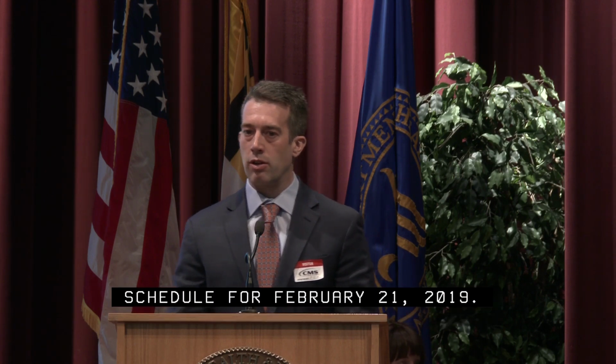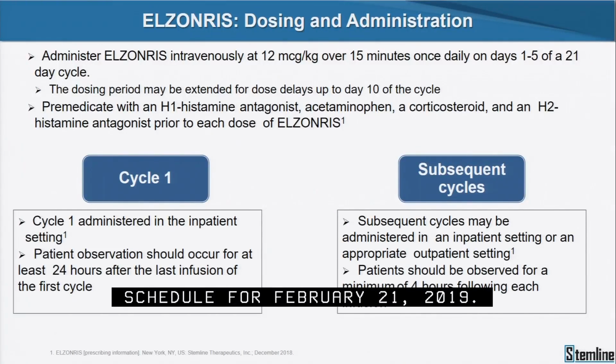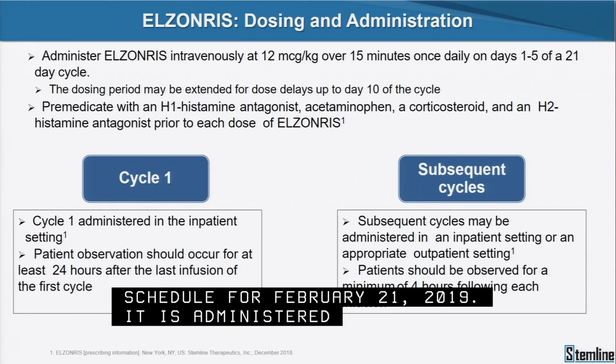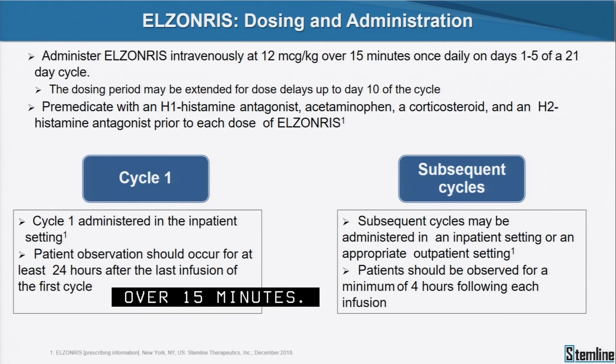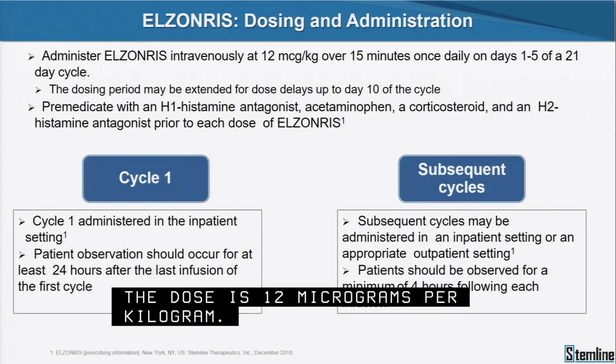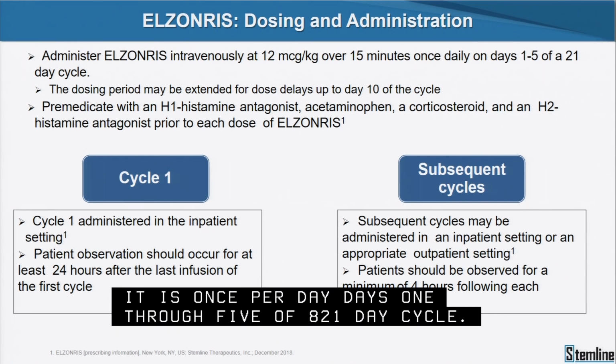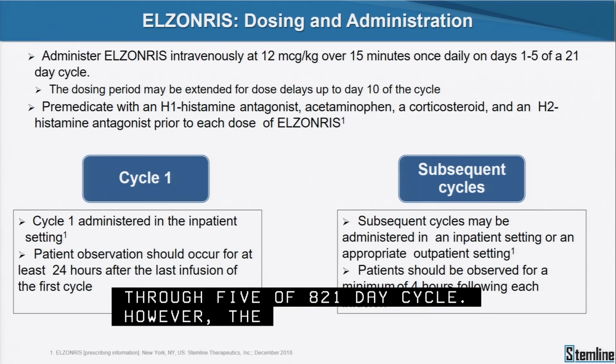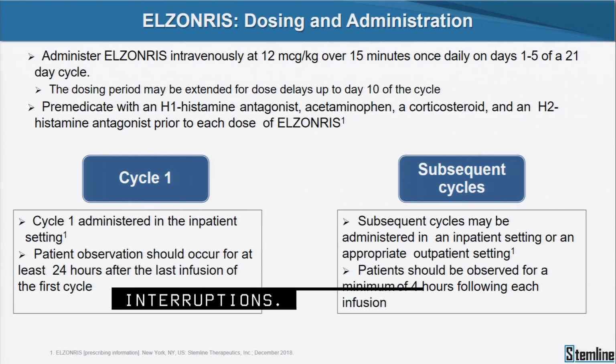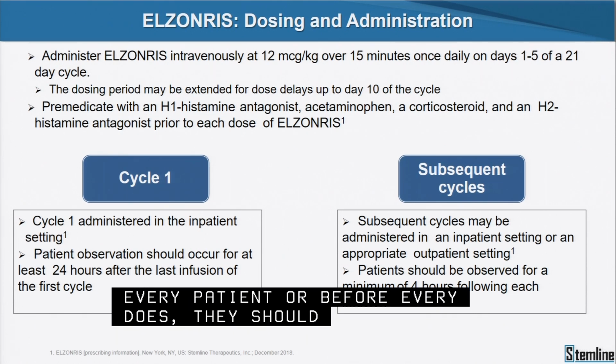Elzonris is administered intravenously over 15 minutes. The dose is 12 micrograms per kilogram. It's dosed once a day, days 1 through 5 of a 21-day cycle. However, the dosing period may be extended up to day 10 in the event that there are dose interruptions. Before every dose of Elzonris, patients should receive an H1 and an H2 antagonist, corticosteroid, and acetaminophen.